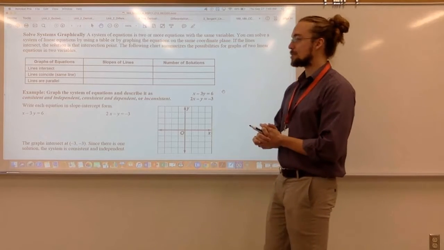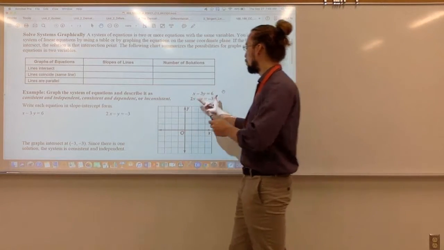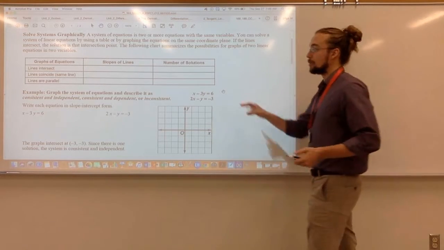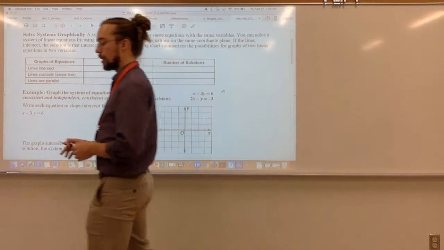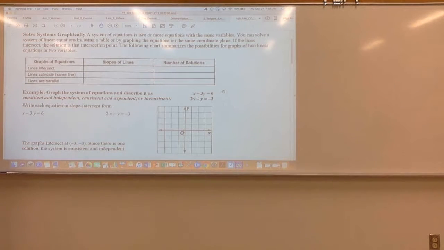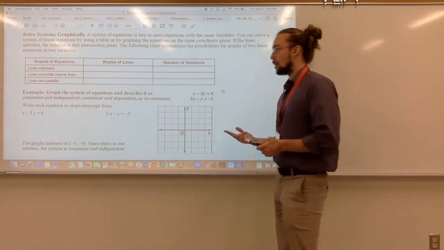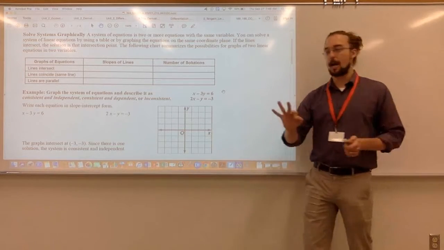Alright, so systems of equations. All that is I'm taking two lines, and I'm going to graph them. There's going to be a couple of different ways we're going to look at finding a solution to a system of equations. The first one we're going to look at is graphically, because that gives us a picture of what we're actually doing. So if I graph two lines, there's three different things that can happen.